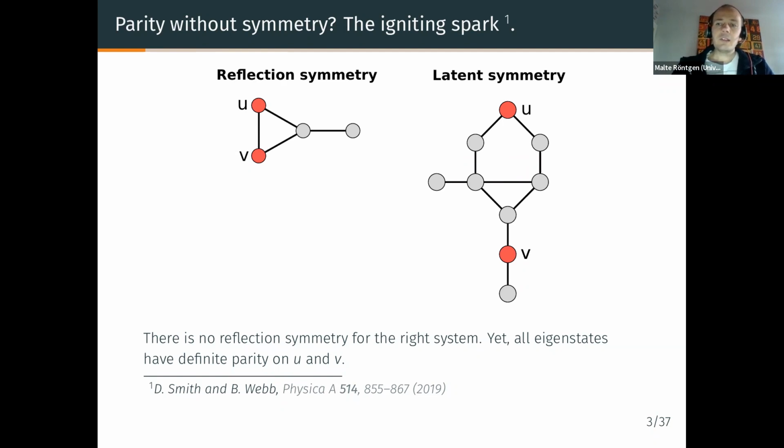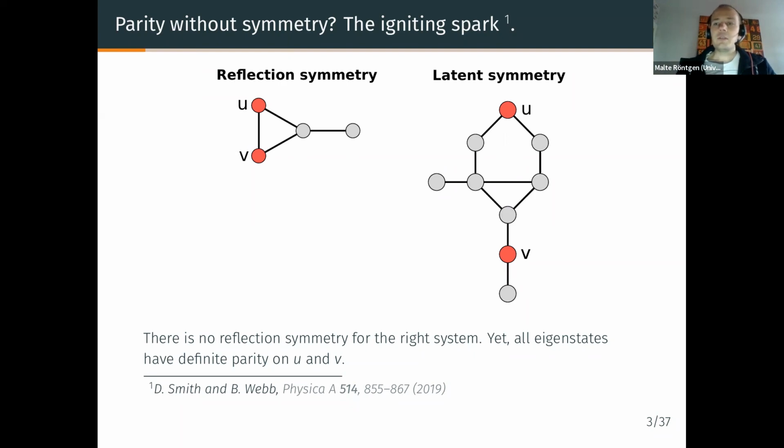Yet, if you type down this Hamiltonian in Mathematica or MATLAB or your favorite computational algebra machinery, you will find that all the eigenvectors have parity on those two sites U and V. Now, the big question is, where does this parity come from? Is it something accidental, or is there something more behind it? And of course, if I ask like this, there is something more.